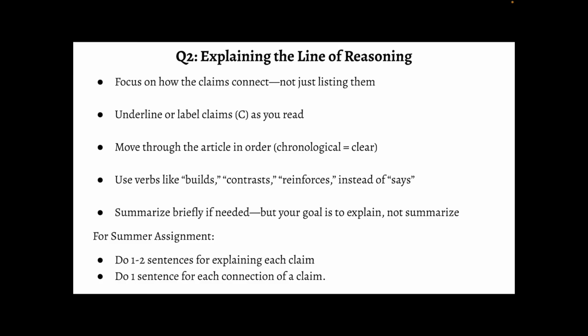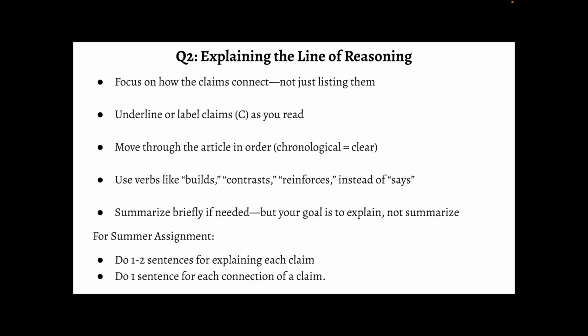Now, question 2, explaining the line of reasoning. So first, make sure you focus on how the claims connect, how they come together to build the author's argument. A good tip I have is underline or label claims as you read, which will really help you when you're writing. And move through the article in order. Chronological means it's clear, and also when you're writing this, make sure the claims are in order. Don't mix and match the claims. Like the claim that comes third, don't make that your first paragraph. Definitely make it in order.